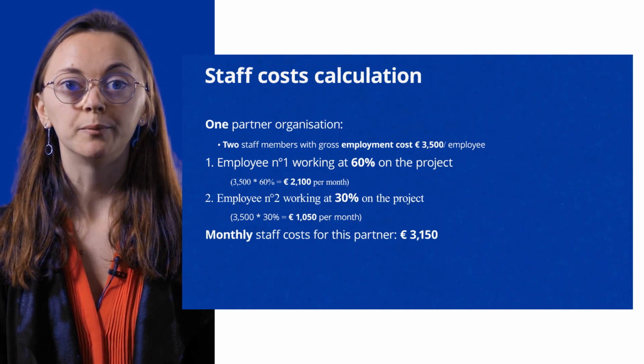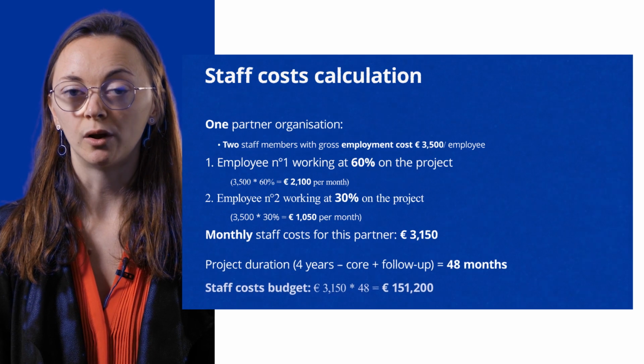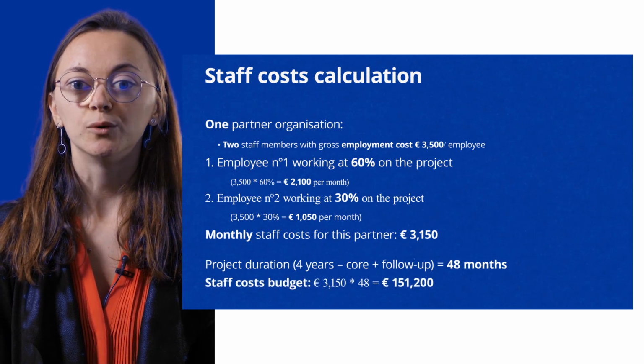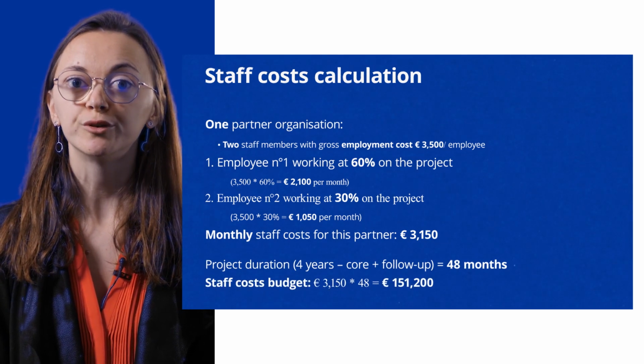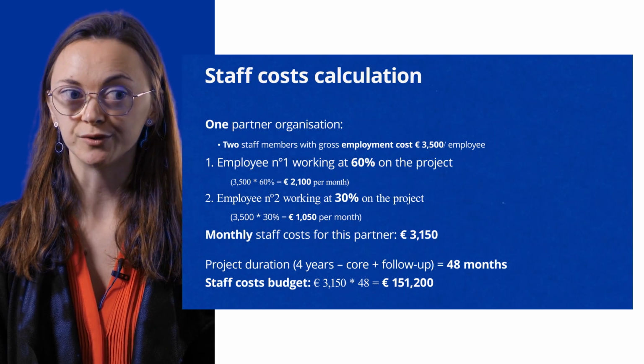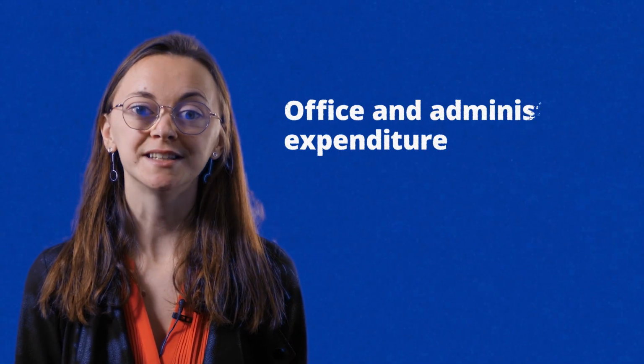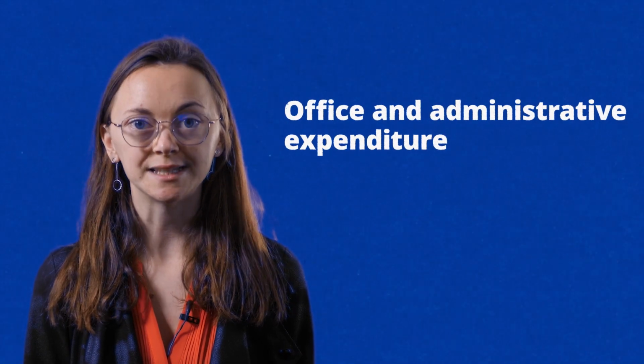Then you can multiply it by 48 months to get the total project duration, and we have a staff cost budget of 151,200 euros. Now, next cost category is office and administrative expenditure.